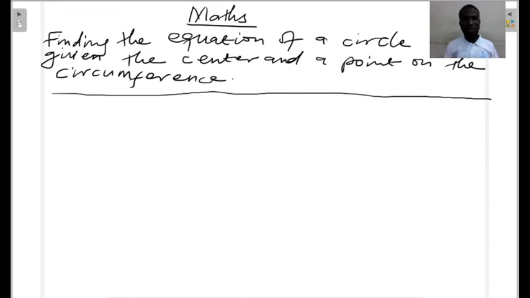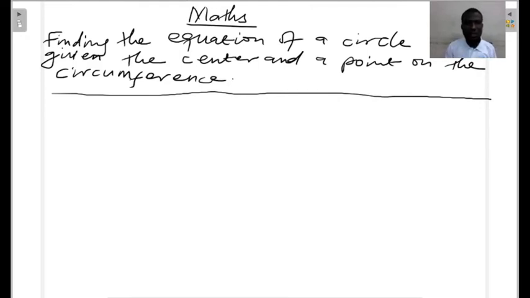In today's study, we are going to find the equation of a circle when you are given the center and a point on the circumference of the circle. So that is our topic for this study: finding the equation of a circle when given the center and a point on the circumference. Right.